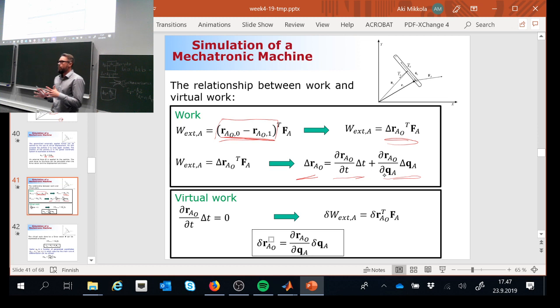Now, in the case of virtual work, I don't care about time. I'm assuming time is not running, so delta t is equal to 0. So I'm going to ignore this component, like I'm doing here. In the case of virtual work, I have this virtual displacement multiplied by force. And now, using the mathematics, I can express this delta r as partial r, partial q multiplied by delta q.